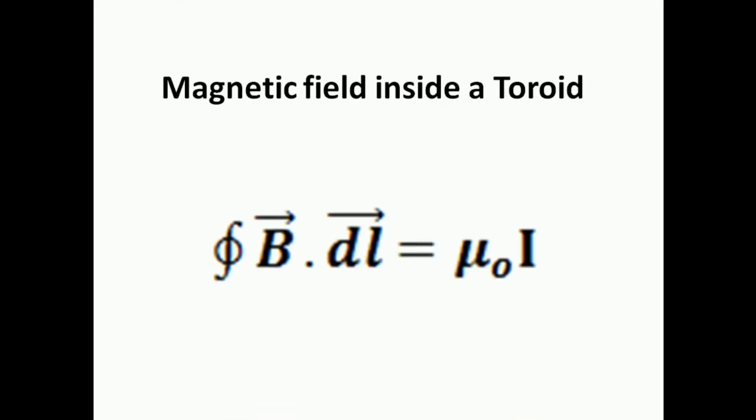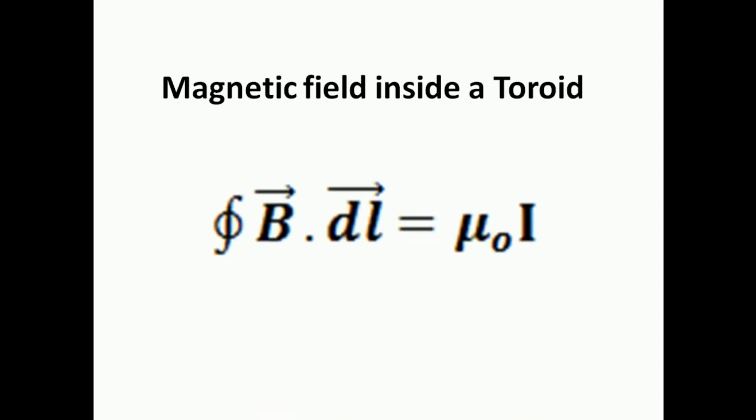Hello everyone, today in this video we are going to talk about the magnetic field inside a toroid. After this video you should be able to draw the magnetic field of a toroid and derive the expression for the magnetic field inside the toroid. To derive this we will be using Ampere's circuital law, which says the line integral of the magnetic field around a loop is equal to mu naught times the current threading through the loop.